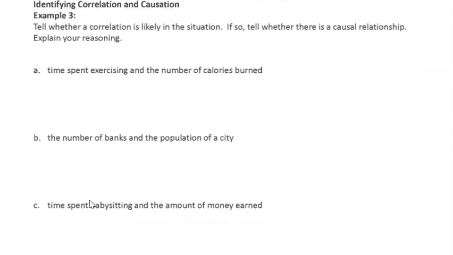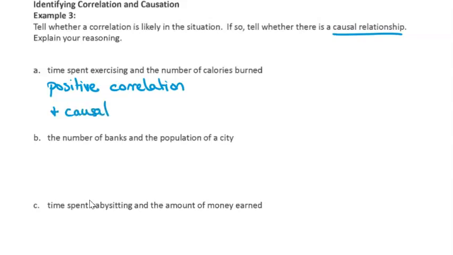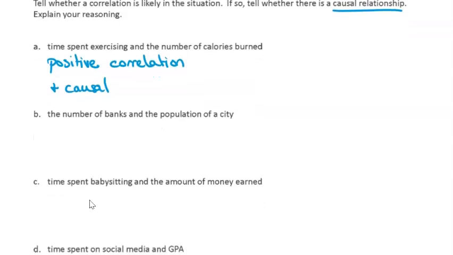Okay, so let's do these examples. Time spent exercising and the number of calories burned. I bet there's a positive correlation. I bet as you exercise more, you burn more calories. So I'm sure there's a relationship, and it's positive, meaning more exercise is more calories. It says, is there a causal relationship? Not casual, causal, like it causes it. I bet there is a causal relationship, and the reason is, as you exercise more, it causes you to burn more calories. So the exercising causes the number of calories to change.